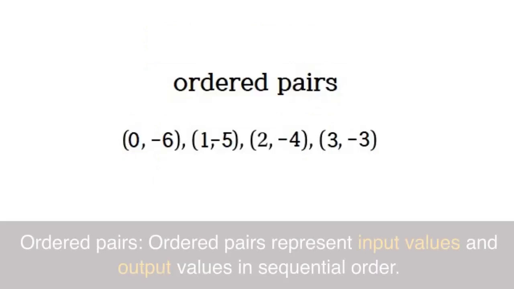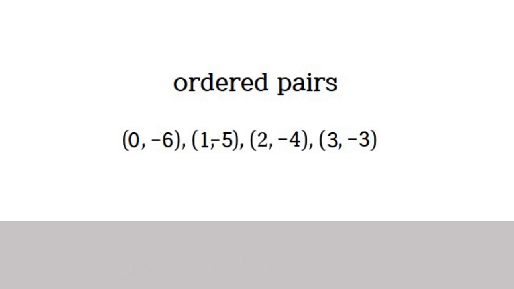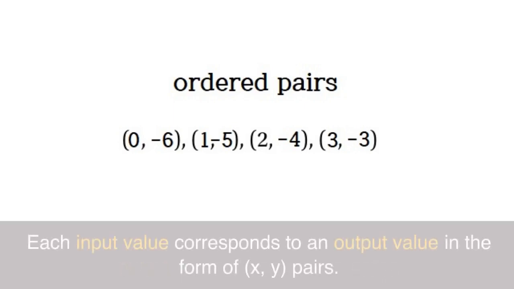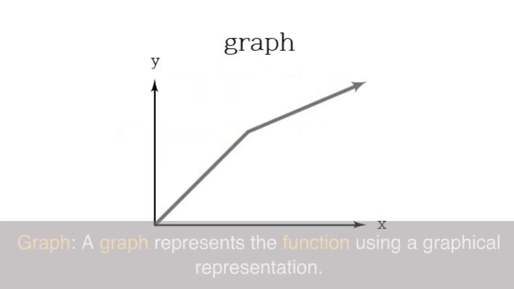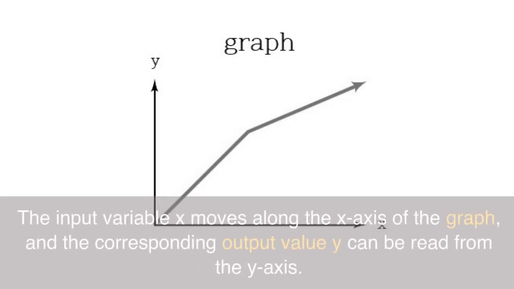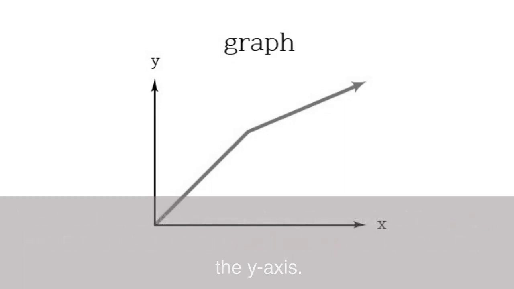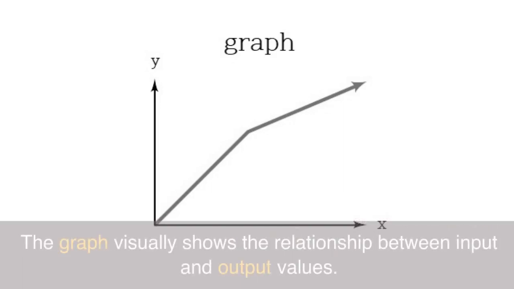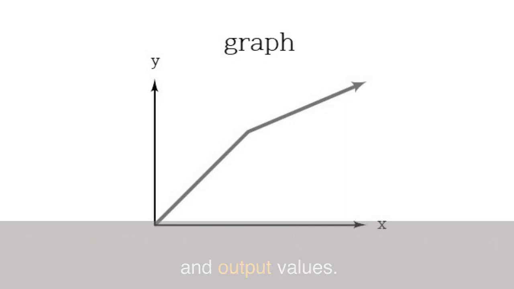Ordered pairs. Ordered pairs represent input values and output values in sequential order. Each input value corresponds to an output value in the form of (x, y) pairs. Graph. A graph represents the function using a graphical representation. The input variable x moves along the x-axis of the graph, and the corresponding output value y can be read from the y-axis. The graph visually shows the relationship between input and output values.